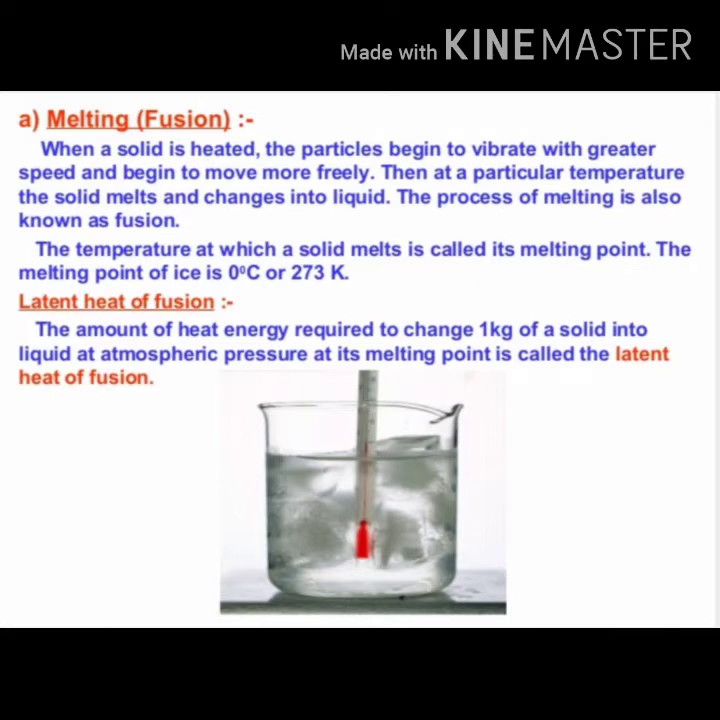Then at a particular temperature, the solid melts and changes into liquid. The process of melting is also known as fusion. The temperature at which a solid melts is called a melting point, and the melting point of ice is 0 degrees Celsius, or in Kelvin 273 Kelvin.